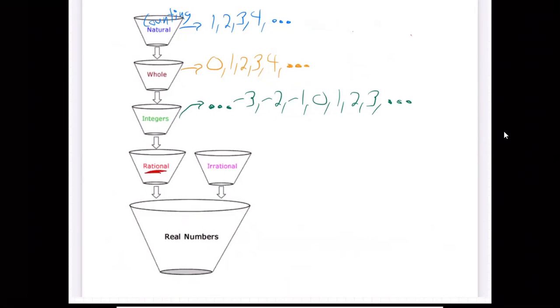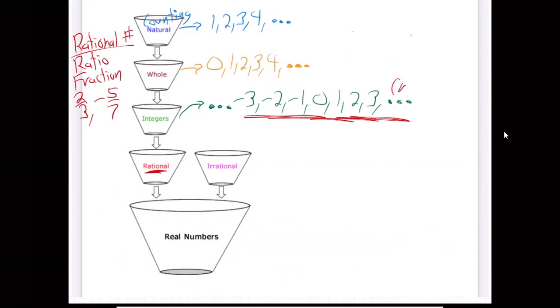What are the rational numbers? Let me write them up here. Rational numbers. The word comes from ratio, which means fraction. So it's numbers like 2/3, -5/7. So it's all the fractional numbers. Those are new. Integers don't include fractions, right? No fractions. But the rationals expand it. They include fractions. So even something like 8/1, which is really the same as 8, is a rational number.